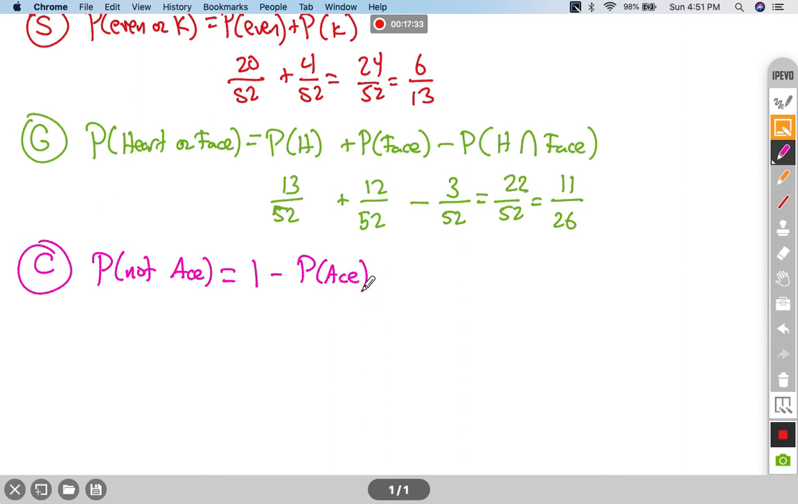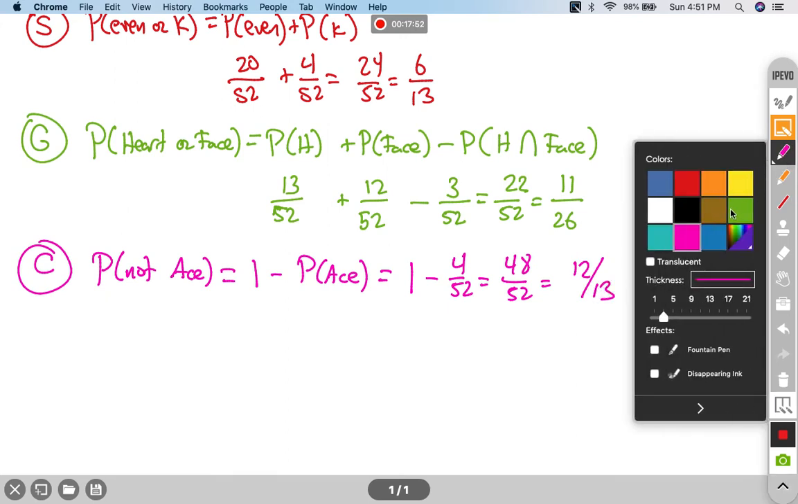And this one might be just as easy to do counting the other way, but we want to practice using these rules. So that's 1 minus 4 out of 52, which is 48 out of 52, or 12 out of 13. If only they were all that easy, right?